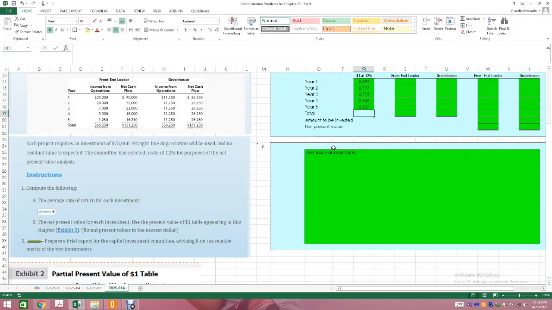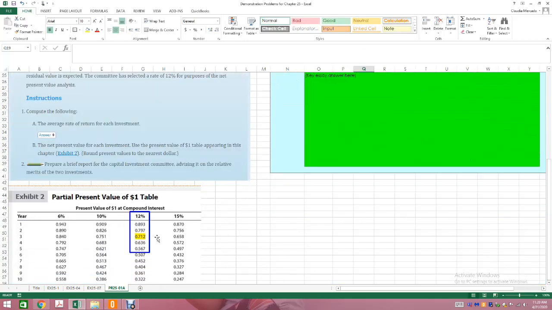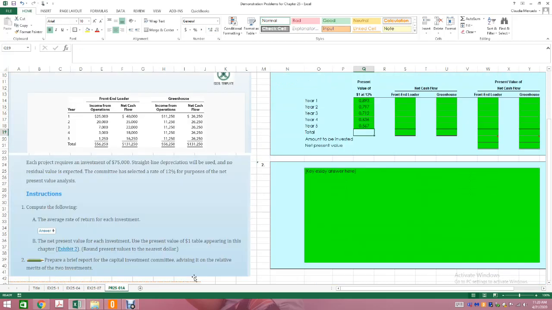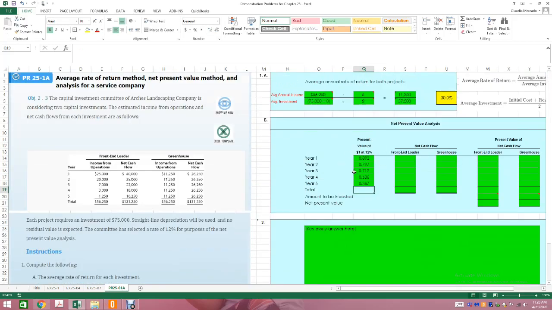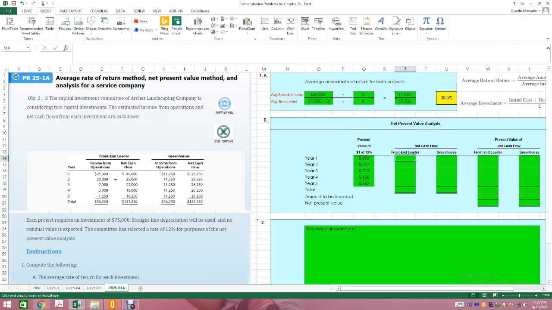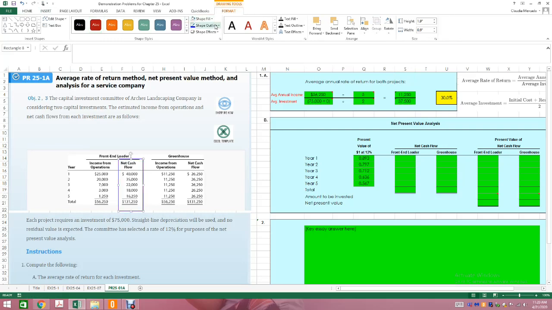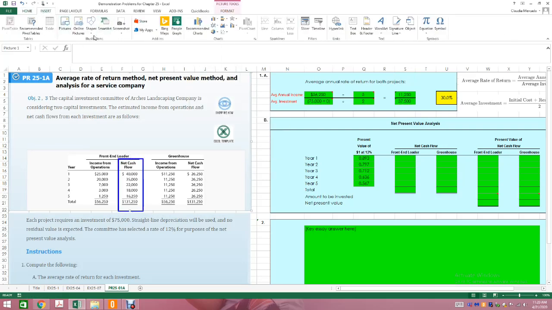Okay. So all I did was copy from my table, from my present value table, the rates over here. Now I have to enter my cash flows. And I have different cash flows for my loader and my greenhouse. And these are your cash flows for your loader. And then these are your cash flows for your greenhouse.